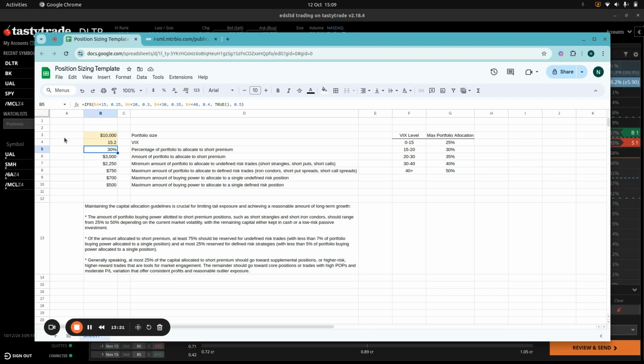And at this point, you simply just need to use this information to form the backbone of your portfolio. It will tell you how much buying power to allocate to undefined risk positions, defined risk positions, how much of your portfolio you should allocate to short premium strategies in general. And as long as you follow everything here, you'll be just fine.